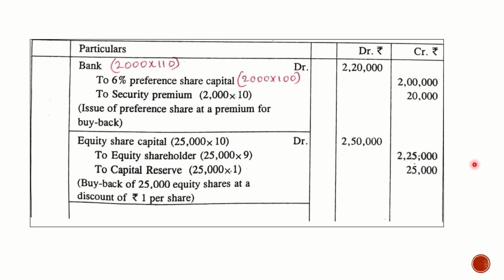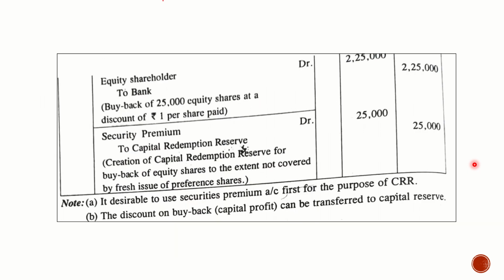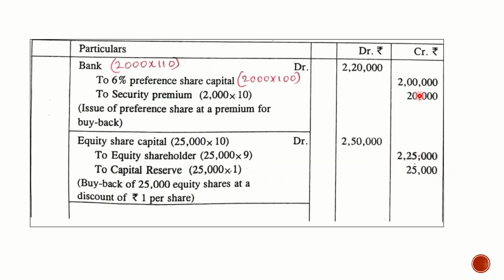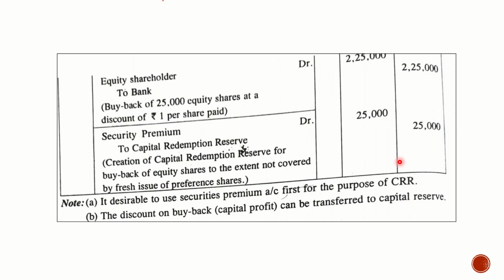And now another journal entry is equity shareholders account debit to bank, that is 2,25,000. Okay. So from the fresh issue of preference shares, we raised 2 lakh rupees, and actually the buyback amount is 2,25,000. The remaining 25,000 rupees should be met from the free reserves.